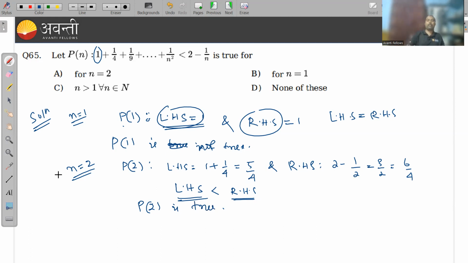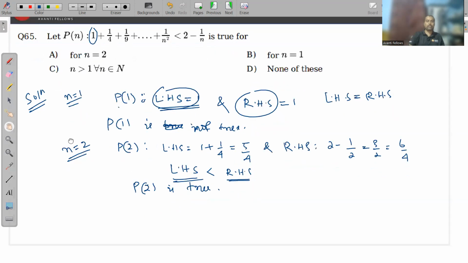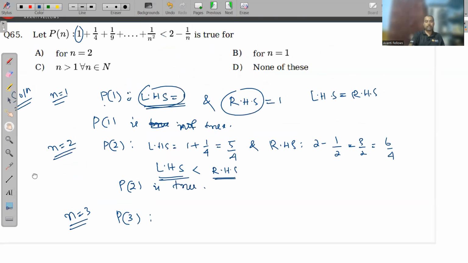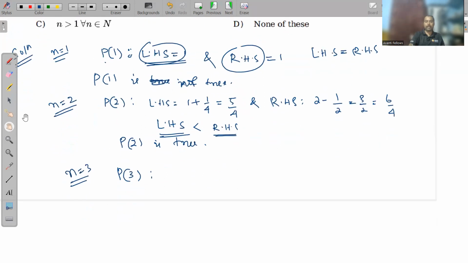Let's check for another natural number, that is n is equal to 3. We'll take n is equal to 3. So p of 3 becomes, see the statement, 1 plus 1 by 4 plus 1 by 9.